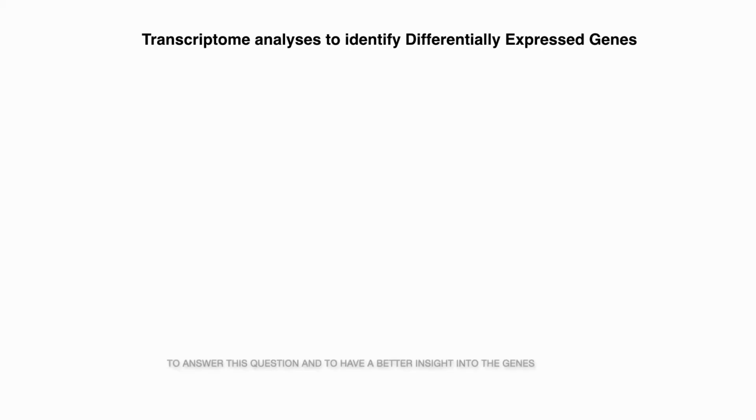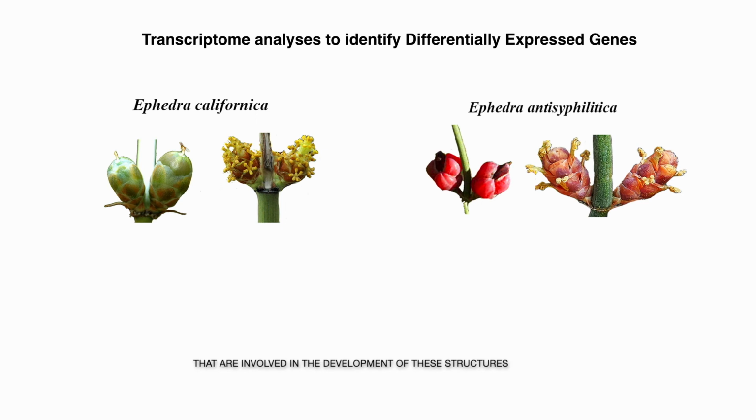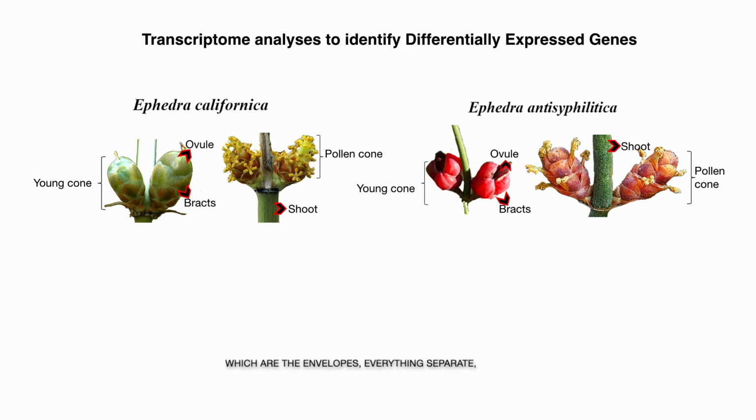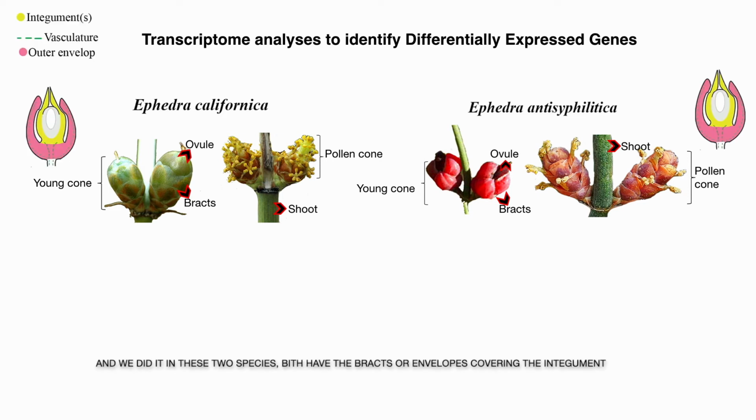So to answer this question and to have a better insight into the genes that are involved in the development of these structures, we sequenced the transcriptomes of the different tissues in Ephedra: the young cones, the shoots, pollen cones, ovules, bracts, which are these envelopes, everything separate. And we did it in these two species. Both have the bracts or envelopes covering the integuments.